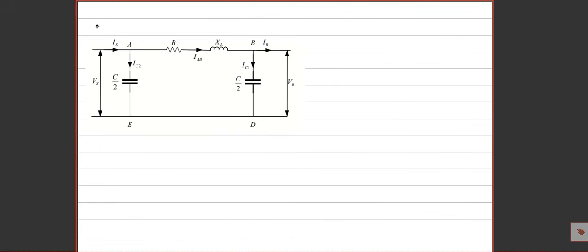We're doing the Pie method. So the Pie method is either calculating the sending end voltage or sending end current, or the receiving end voltage with their currents. So either you're looking for input information or output information.